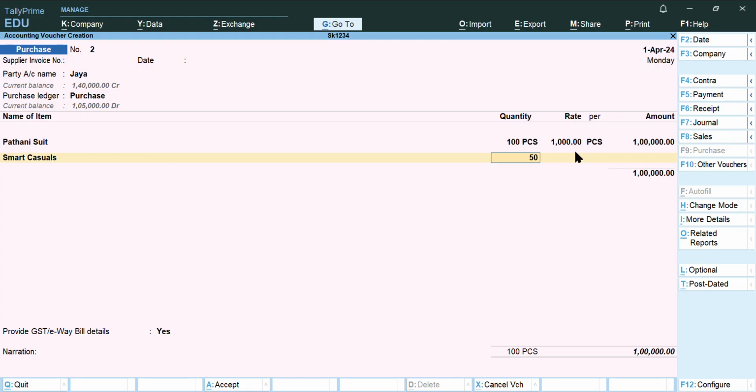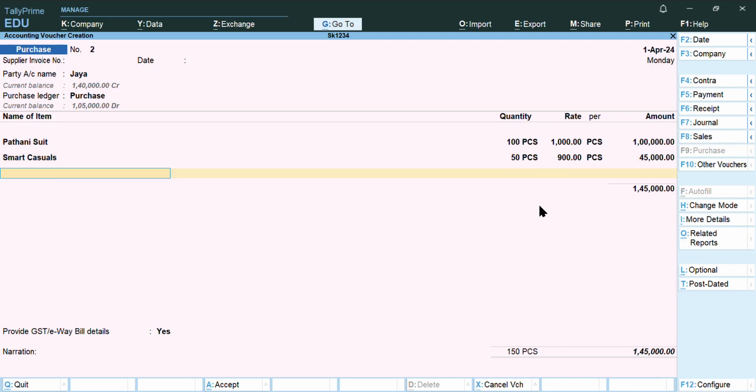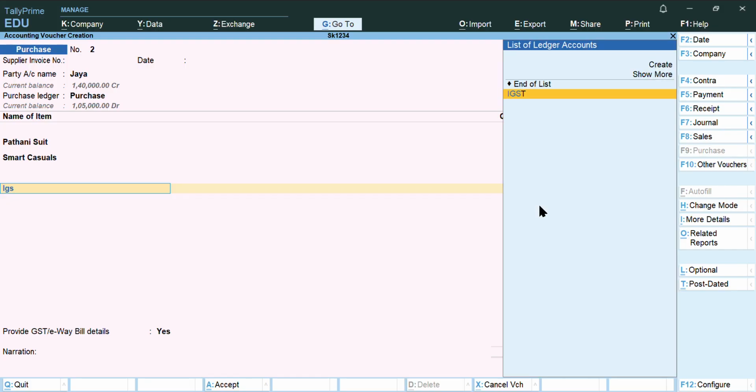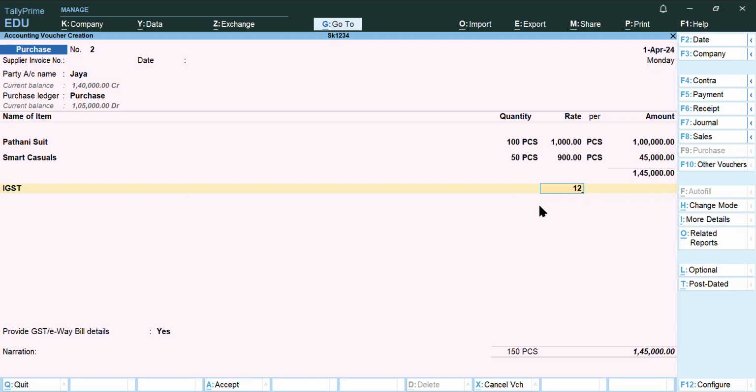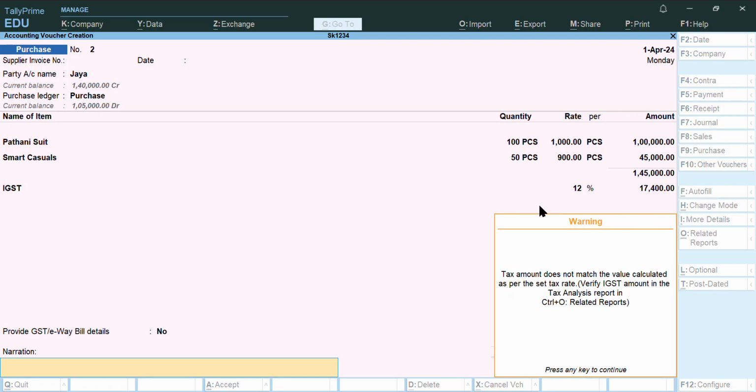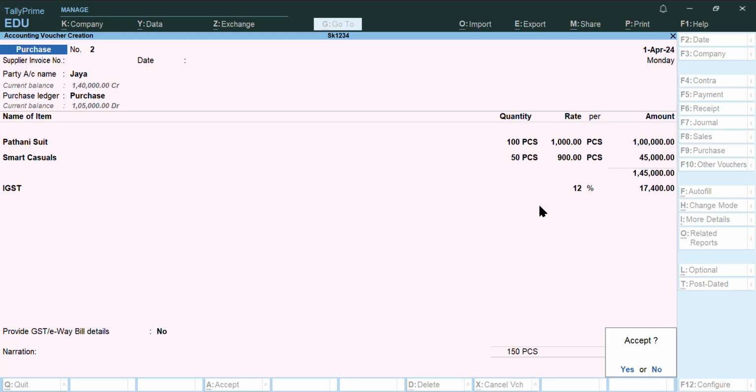Now when we enter 50, see, it has taken the price as 600 automatically because previously this item was purchased at 600. But this time the price is 900, so we will record it at 900. Automatically the amount is changing here. Now we come to the end of the list. Now it is IGST. Okay, press enter, 12%. Okay, so not much detail is needed. All right, accepted.